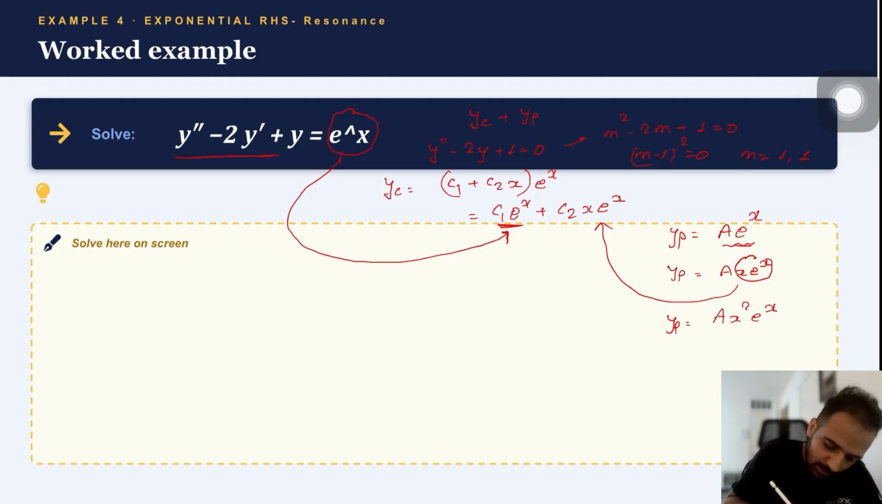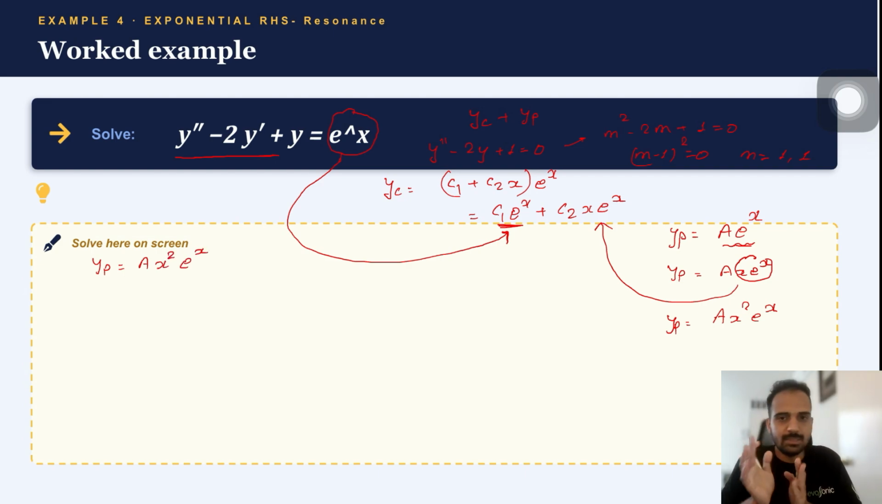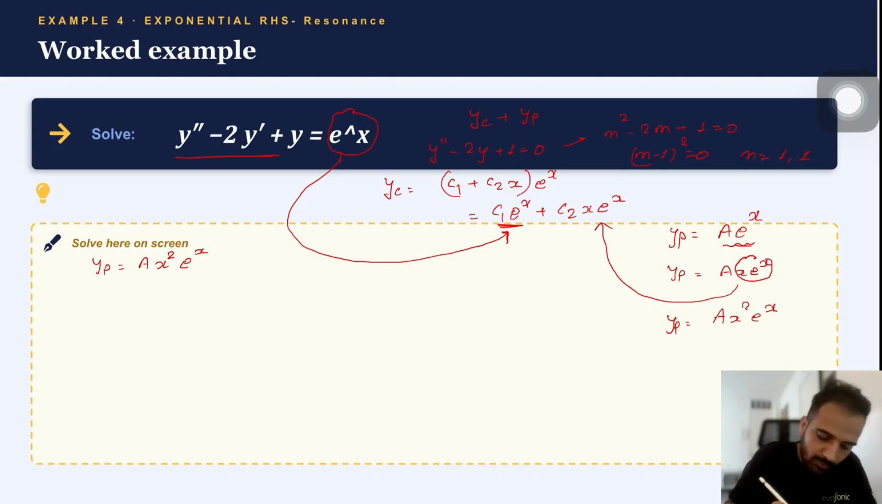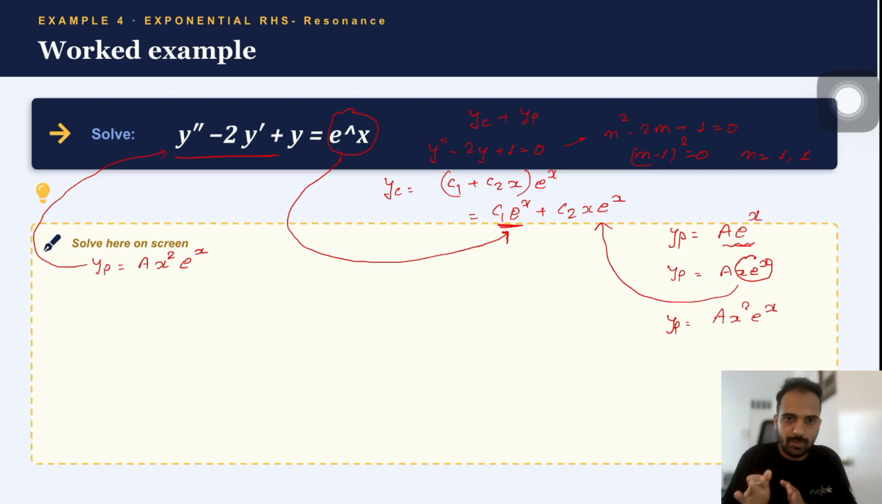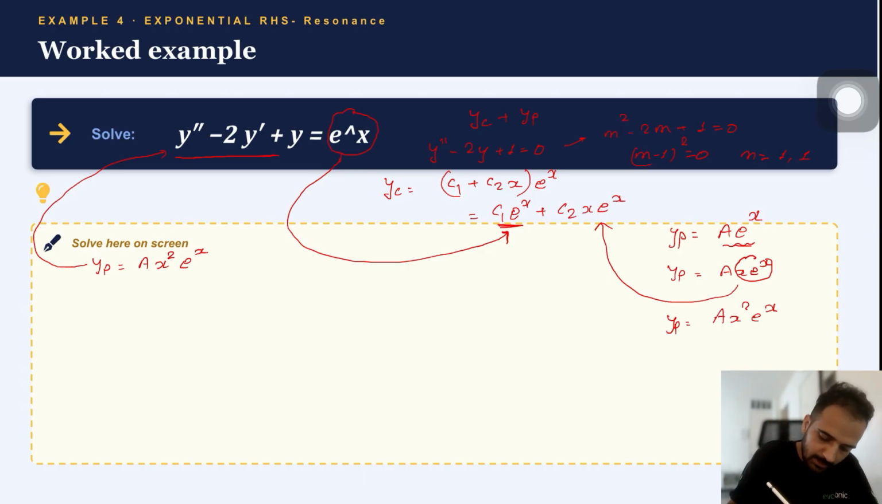Now your trial solution is yp equals a x squared e^x. Now you have to get the value of a. To get it, you put the solution and its derivatives back into the original equation. First you have to calculate yp prime and yp double prime. Let me calculate yp prime. This is quite difficult because you have to apply the product rule. Your a is constant, so let's take it out: d over dx of x squared e^x.